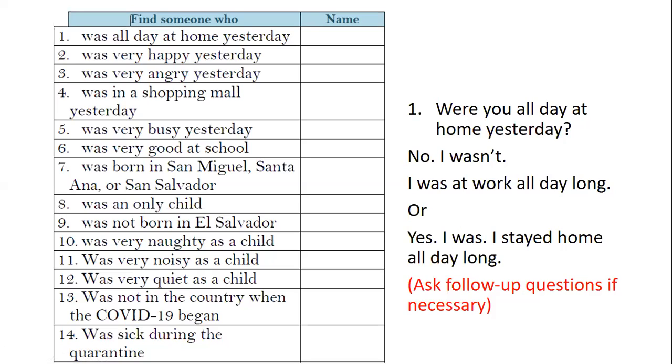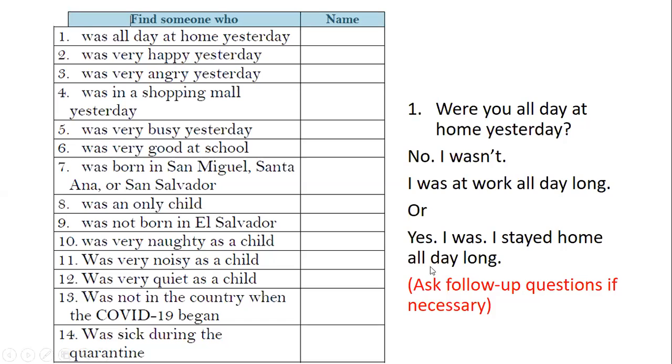But let's get down to business, everyone. Let's go straight to the point. How do you play? It's like this. You ask the question, for example, number one: were you all day at home yesterday? The point is you're going to find out, if, for example, I ask you, Angel, were you all day at home yesterday? You may say, no, I wasn't. I was at work all day long, or I was at the supermarket, or I was driving, or something like that.